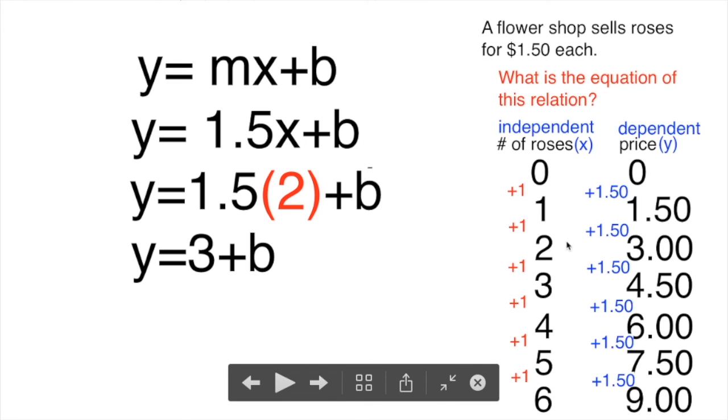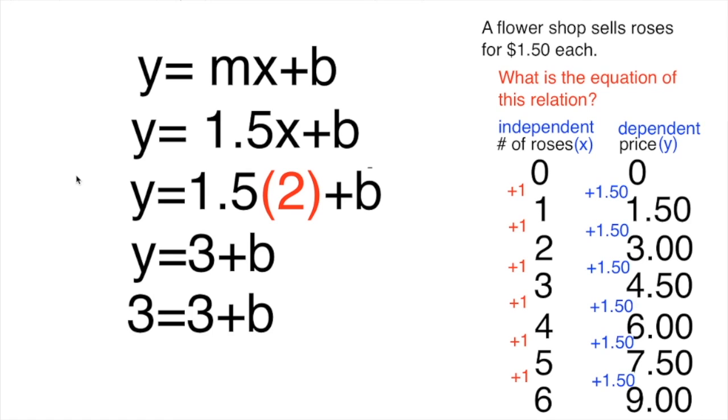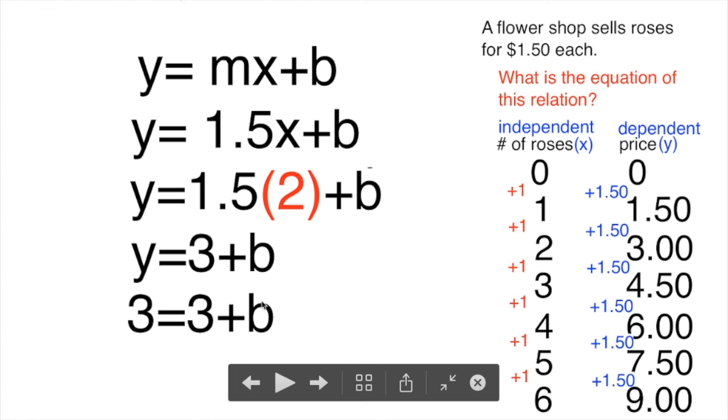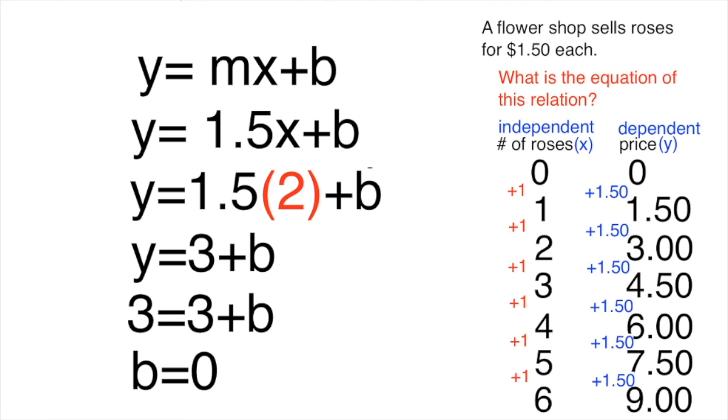We said when x is equal to 2, y is equal to 3. So now I can replace y with 3. Okay, so that becomes 3 equals 3 plus b. So the question now is, what is b? What solves this equation? What 3 plus b equals 3? What is b equal to? And the answer to that is 0.